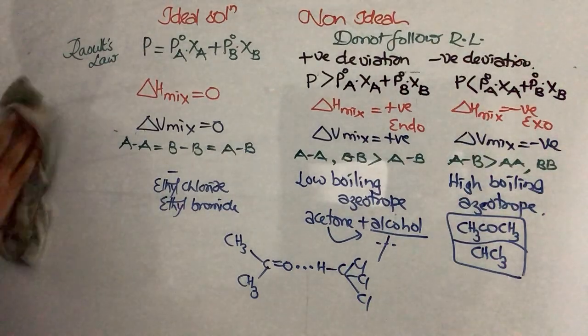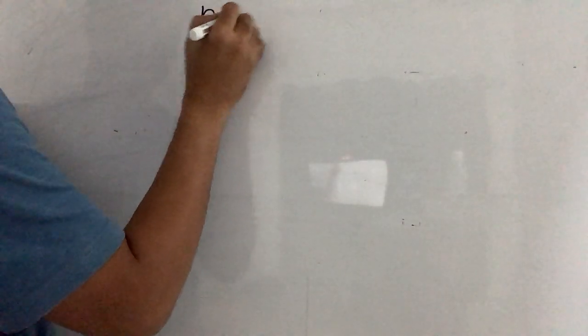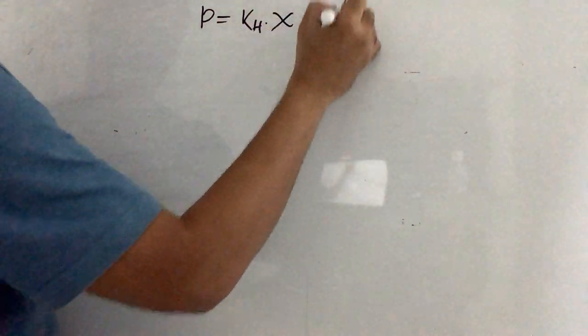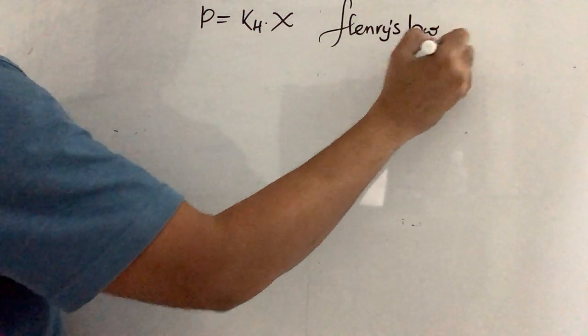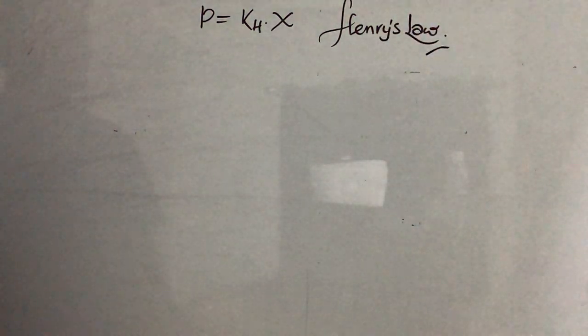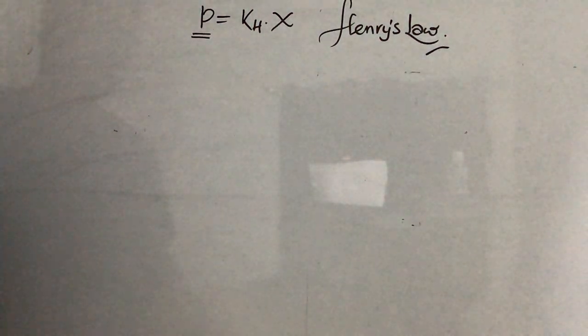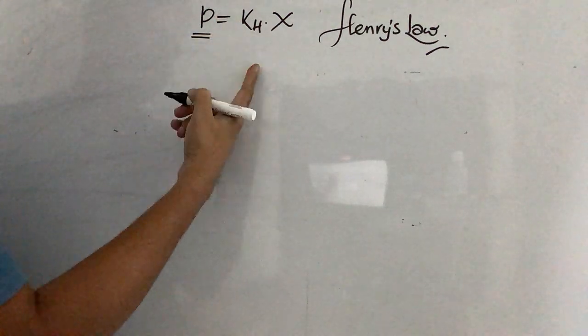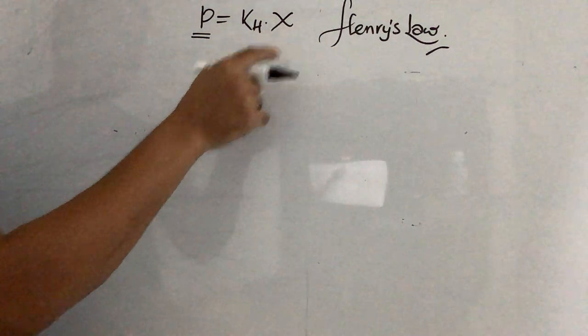One more line we'll discuss and we'll conclude this topic, and that is P equals KH into X, which we call Henry's law. Generally, no numericals will be asked in entrance examinations, your board examinations or your assignments. You may see some questions. P is pressure, KH is Henry's constant. It is not constant; it depends on the particular solvent and also on temperature.